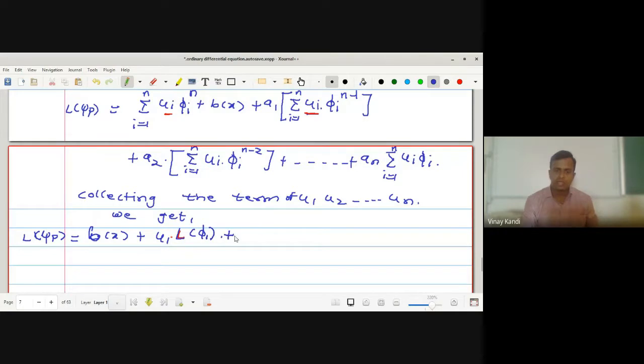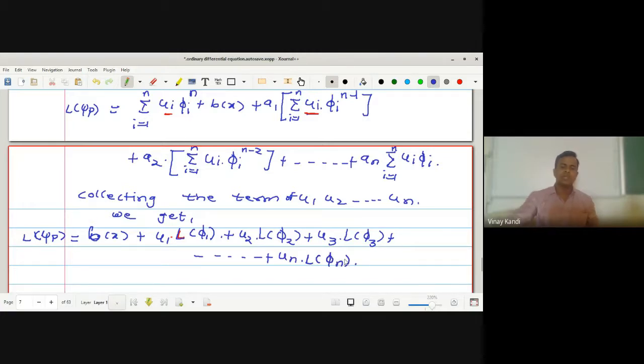Plus similarly again take u2 term common. From this take u2 common, we get phi 2 raised to n plus a1 phi 2 raised to n minus 1 up to so on an phi 2. So that is nothing but L of phi 2, up to so on u3 into L of phi 3 plus up to so on we get un L of phi n.